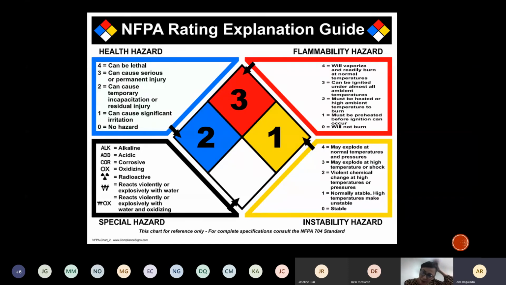If something is radioactive? It can cause cancer. Okay, yes. It can lead to cancer. Yes, thank you, Jackie. Very, very good.